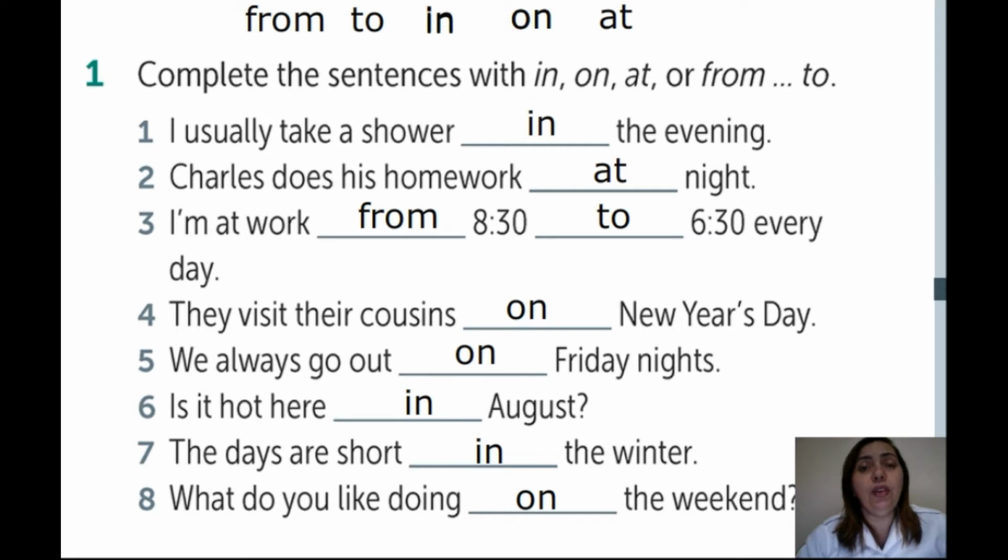What do you like doing on the weekend? Remember, this is American English. We use on the weekend. But in British English, you can also say at the weekend, right?